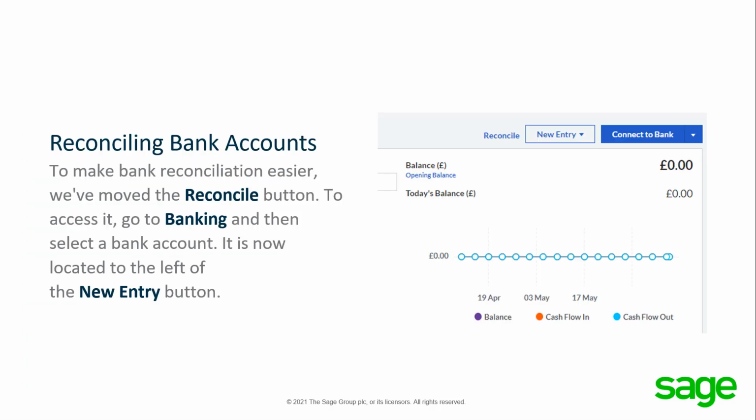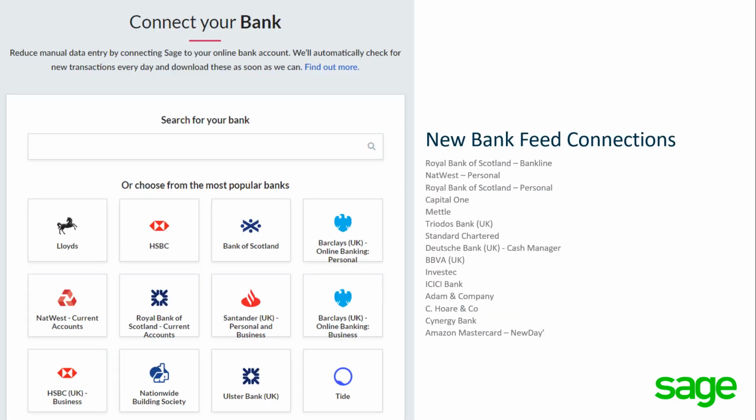In order to make bank reconciliations easier, we've moved the Reconcile button. To access it, go back to Banking and then select the bank account. It's now located to the left of the New Entry button. Here you can see a few new banks that have been added to our bank feed list.